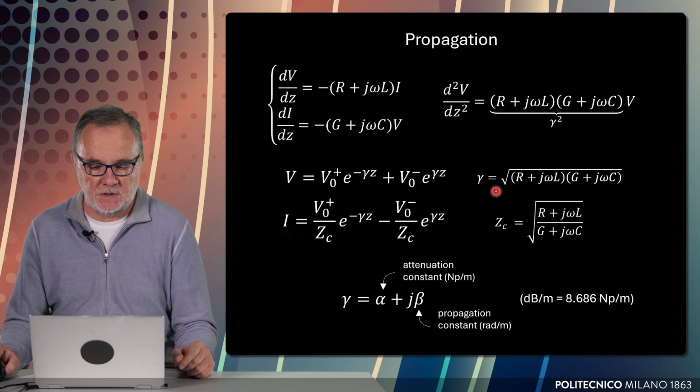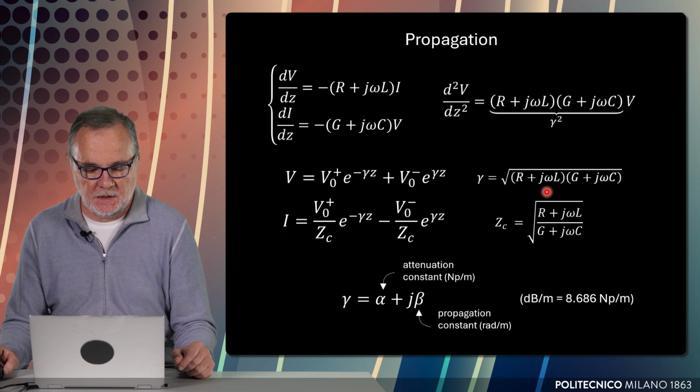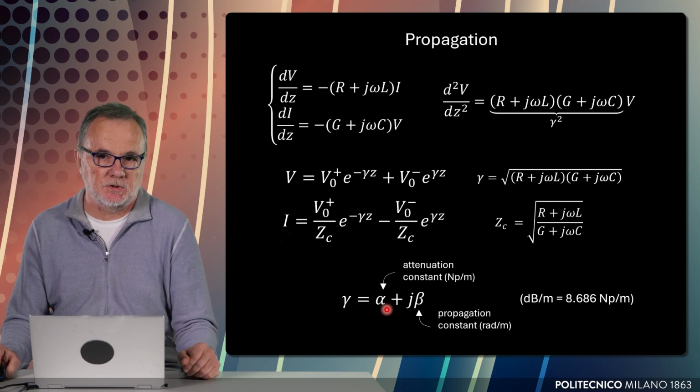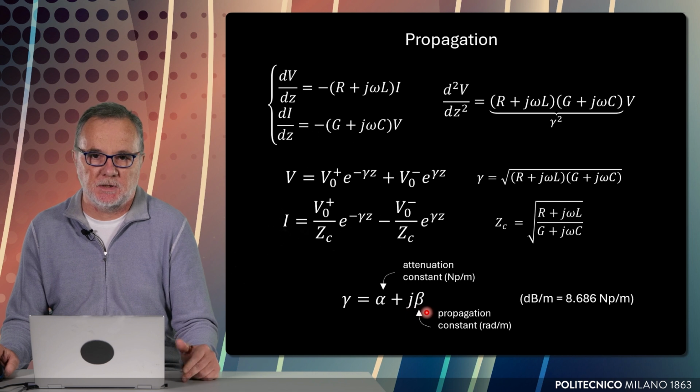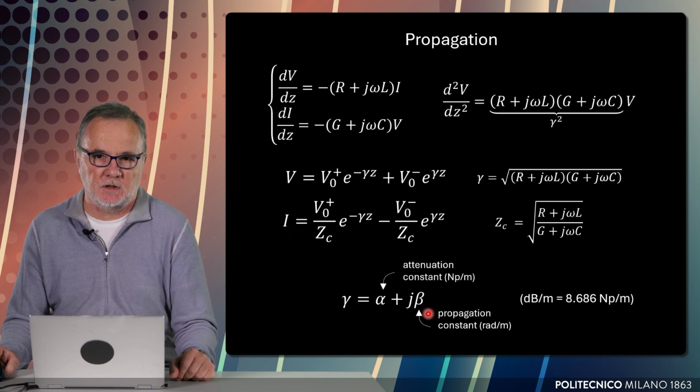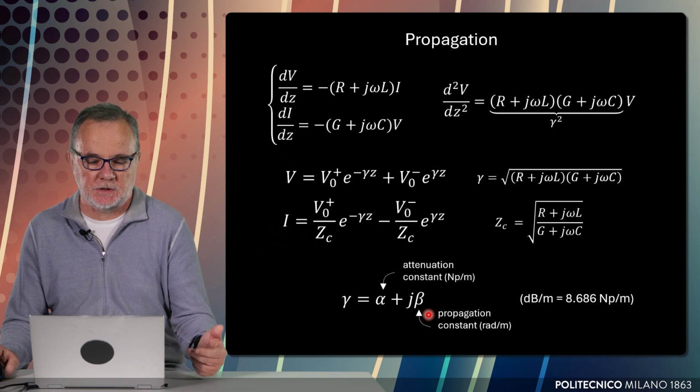The expression for gamma is the square root of gamma square, and therefore takes this expression. The effect of this complex dependency is that gamma can be written as a real part, which is the attenuation along the line, plus an imaginary part, which is the propagation. So as a result of the presence of losses, we have attenuation in the direction of propagation.